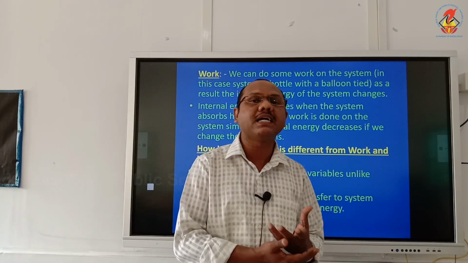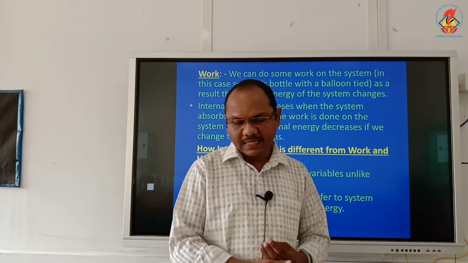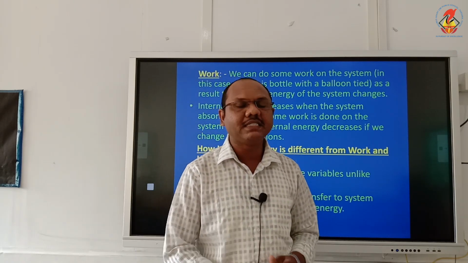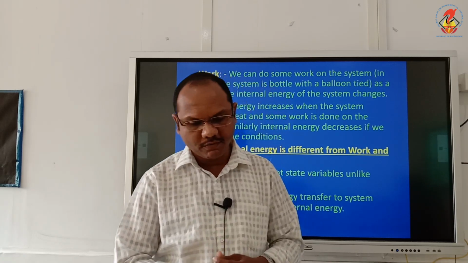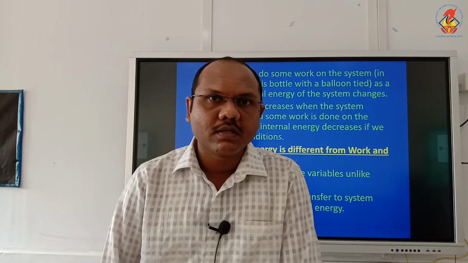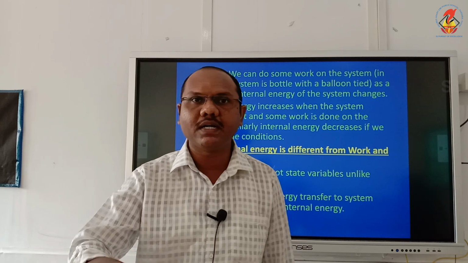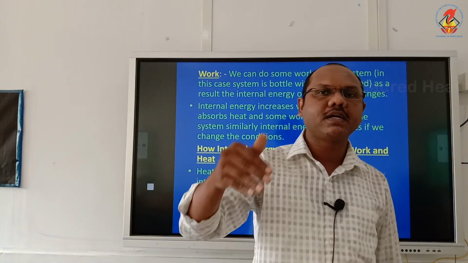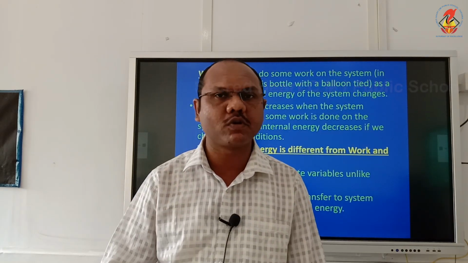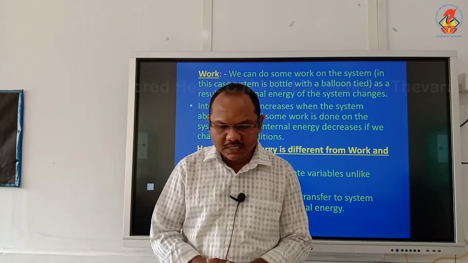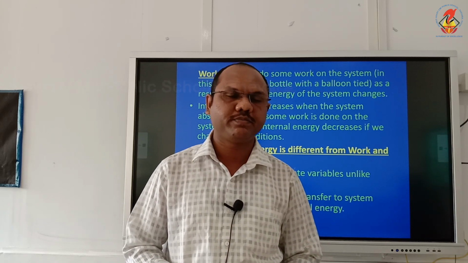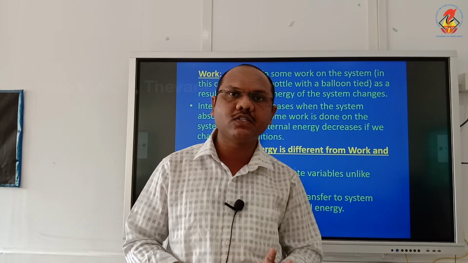What is meant by cyclic process? A cyclic process is a process in which the system returns to the initial state after undergoing a series of changes. For example, water became vapor and then vapor turns back to water. That's a cyclic process. Then what is a non-cyclic process? A non-cyclic process means the system does not return to the initial state.